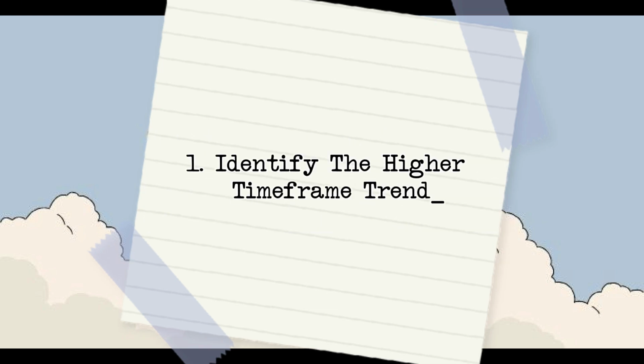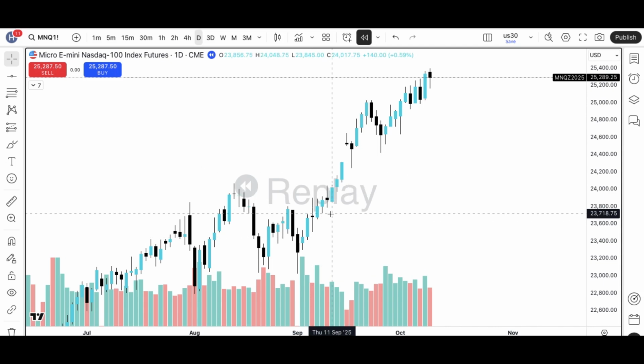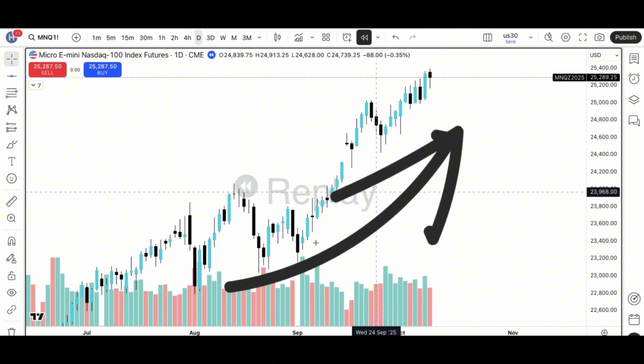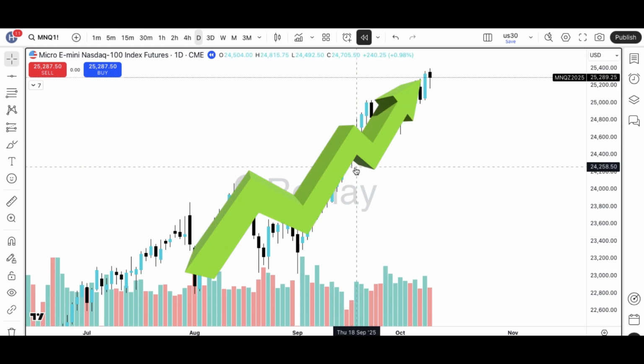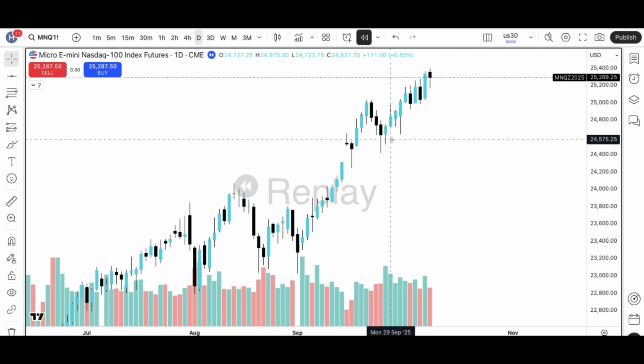Step 1. Identify the higher time frame trend. As you can see, this trend is bullish. The bullish trend consists of higher highs and higher lows. You want to start with context.